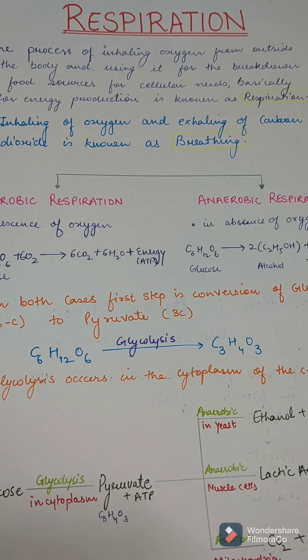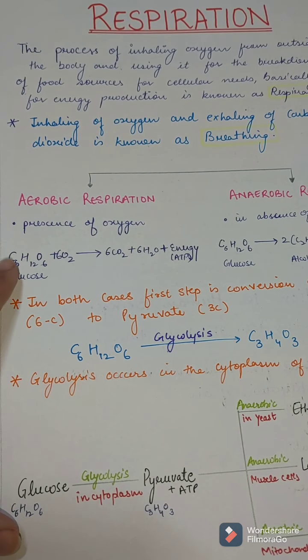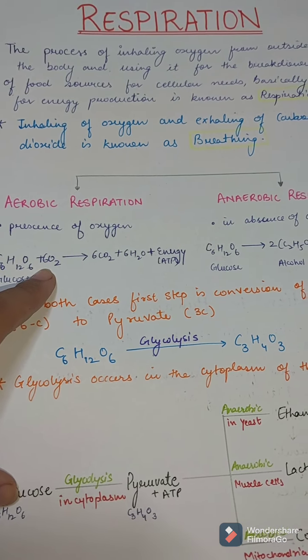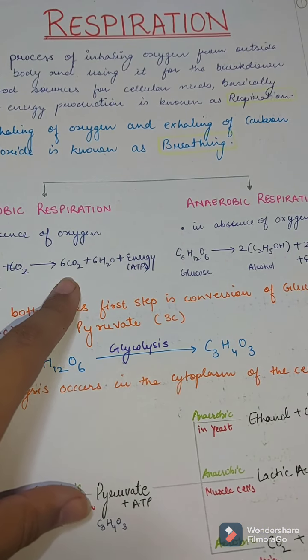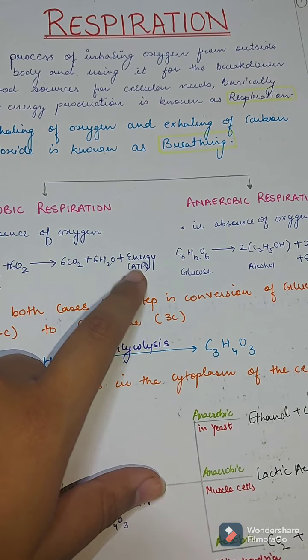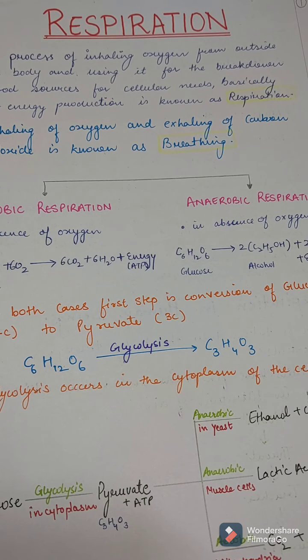So respiration is broadly of two types. First is aerobic respiration and second is anaerobic respiration. Aerobic respiration takes place in the presence of oxygen while anaerobic takes place in the absence of oxygen. So the general equation for aerobic respiration is glucose, which is a 6 carbon molecule, in the presence of 6 oxygen molecules, is converted to 6 carbon dioxide, 6 water and energy in the form of ATP. So ATP is the energy currency of the cell. It stands for adenosine triphosphate.